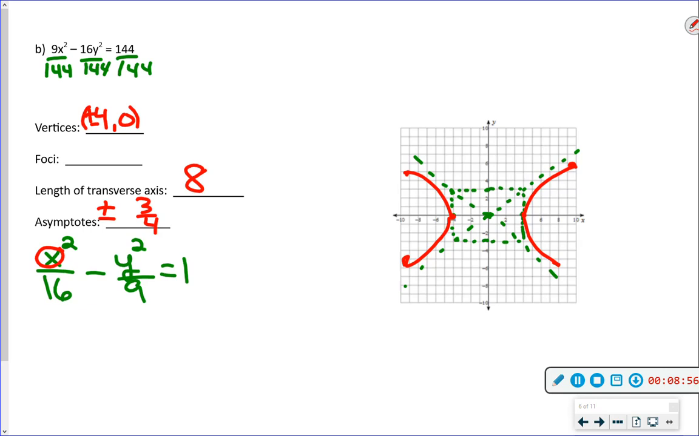And foci, c squared again. So we're going to add, this time, our denominators. So I'm adding, again, we have 25, square root of 25, 5.